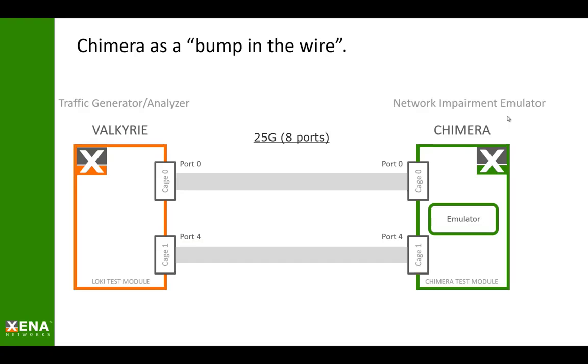We will be using the Chimera port pair, including port 0 and port 4. Loki and Chimera are directly connected, so that everything transmitted on Loki port 0 will pass through Chimera port 0 and then be forwarded to Chimera port 4 and transmitted back to Loki port 4.